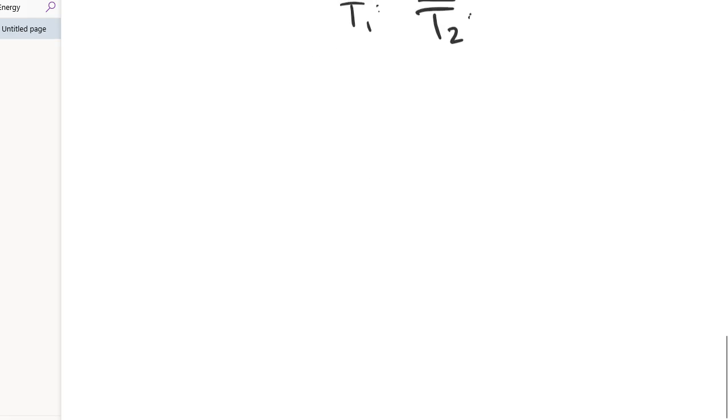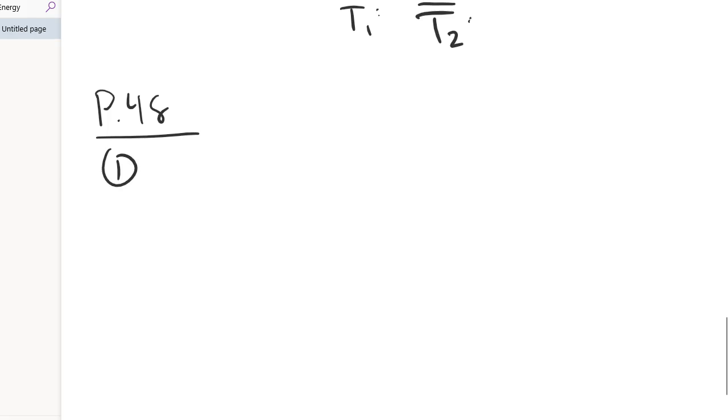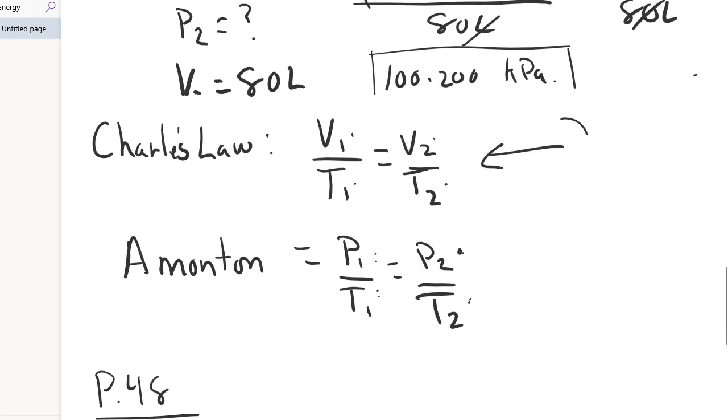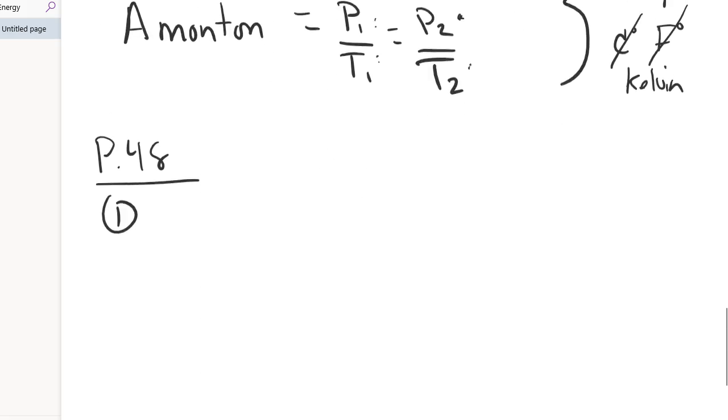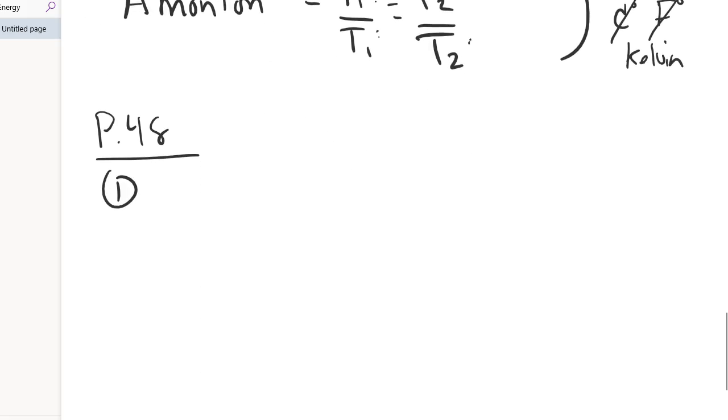So let's take a look at page 48. The first problem is, if the volume of a gas quadruples, how does the absolute temperature change? That reminds me, one of the things that we need to do with these first laws is we have to use absolute temperature. That means we don't use Celsius and we don't use Fahrenheit. We have to use Kelvin. That's the only way that we can do these.